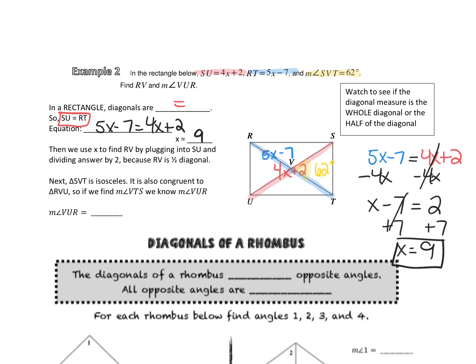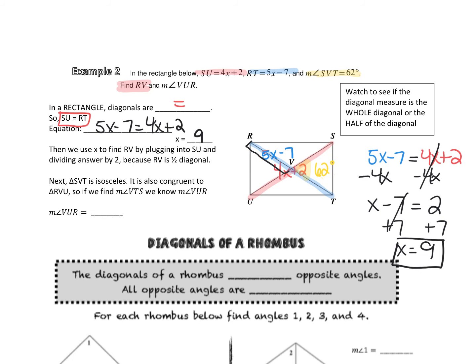We found what x was. Now look what they want. They want the side length RV, the length of RV. So remember, if x is 9 and I plug it back in, then I'm going to find the entire diagonal. But notice that RV is not the entire diagonal. RV is just half of the diagonal. So I'm going to have to cut it in half this time.